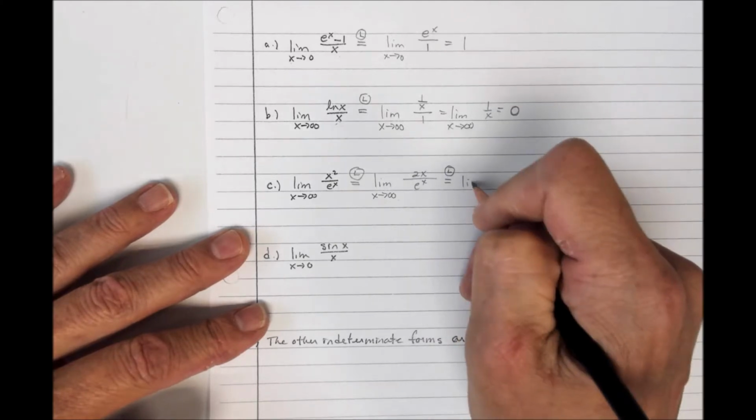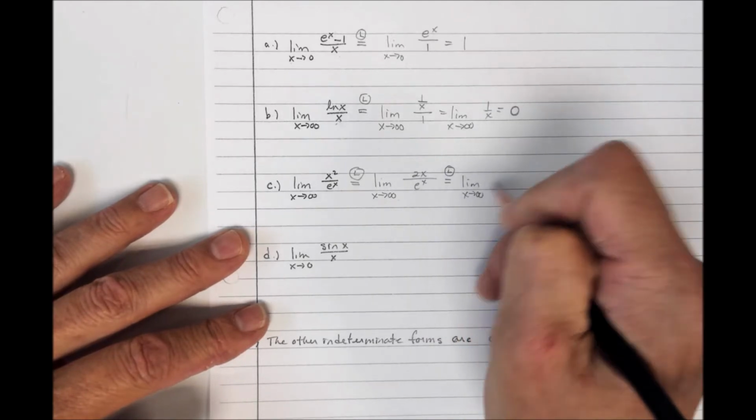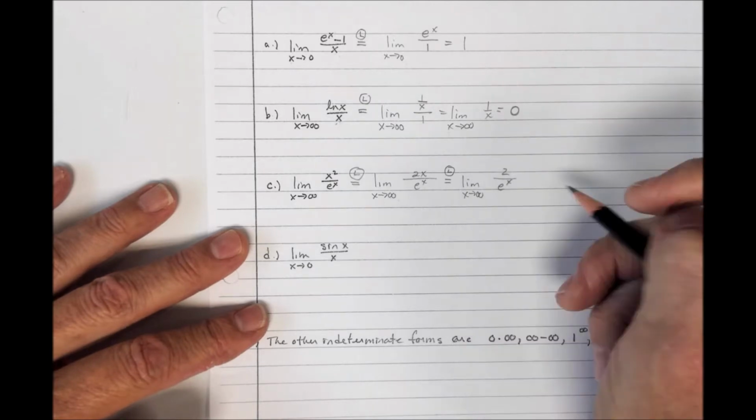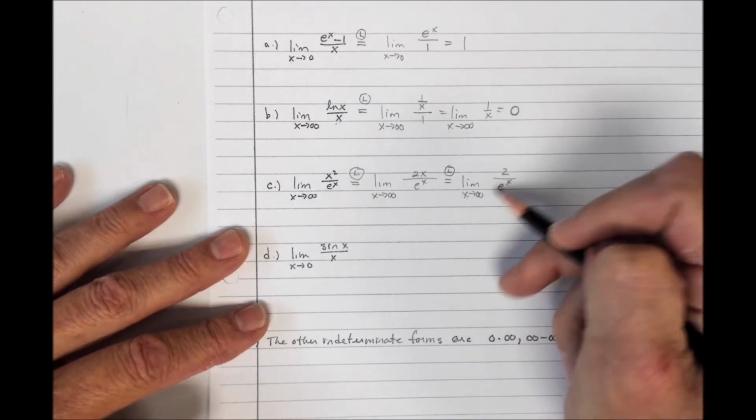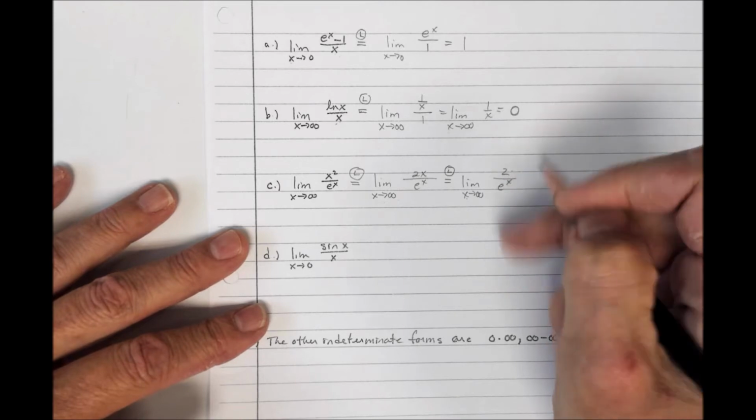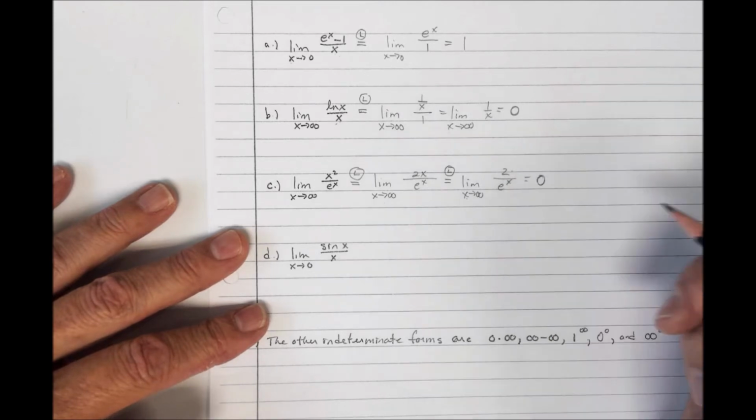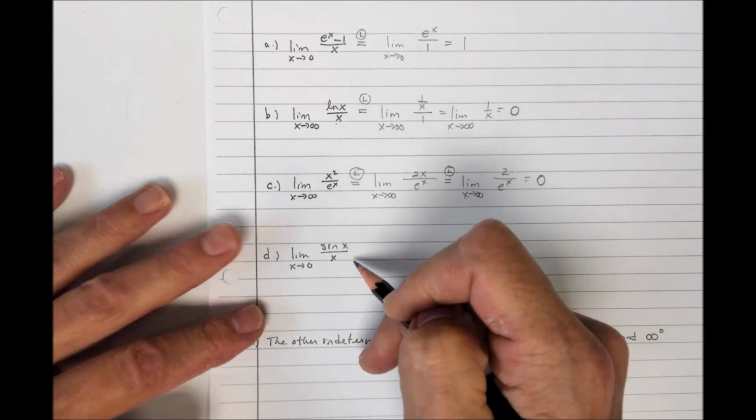This is the limit as x goes to infinity of 2 all over e to the x. Well, now as x goes to infinity, this stays at 2. This gets big without bound, so 2 over big goes to 0. Kind of slick.